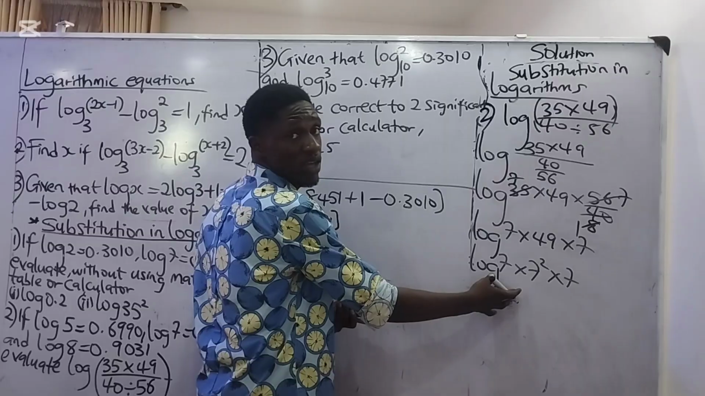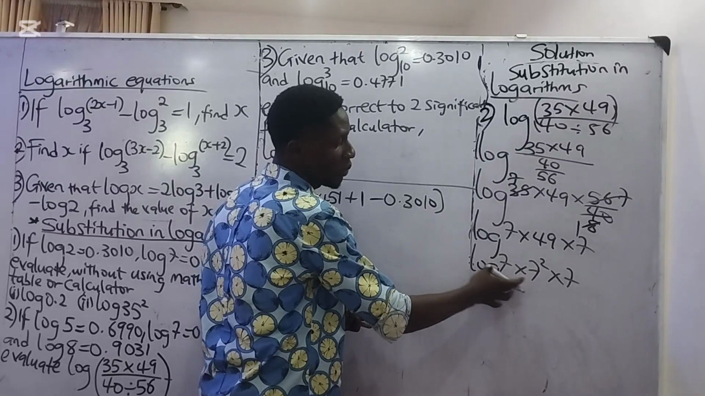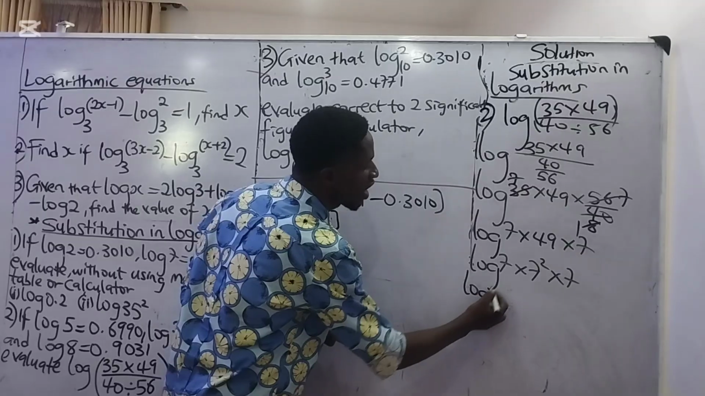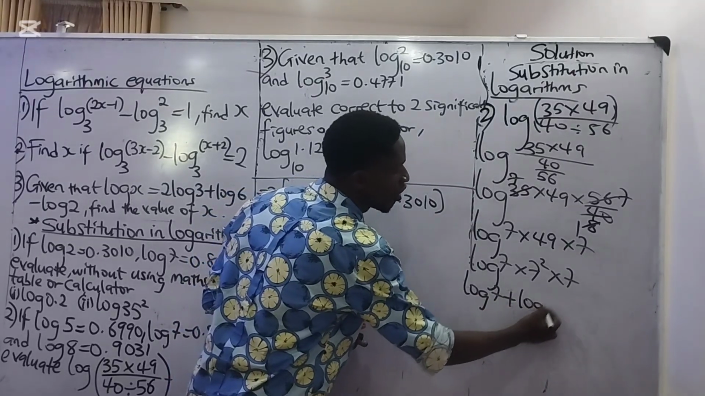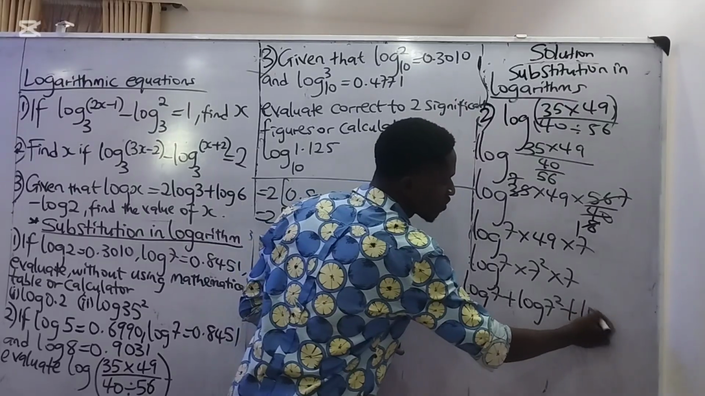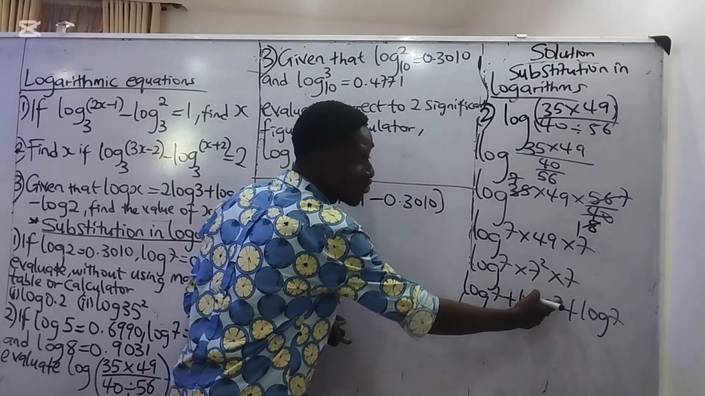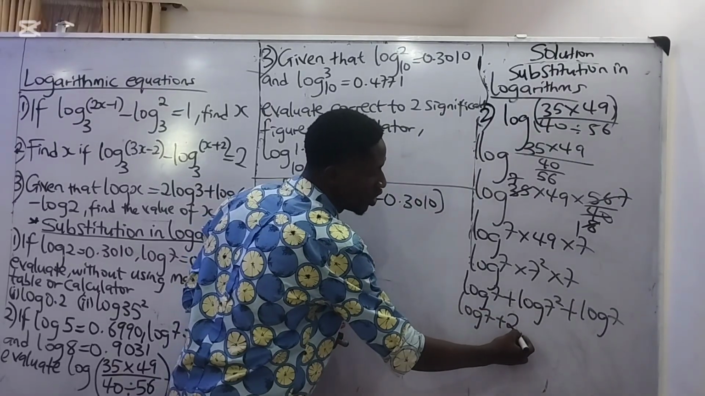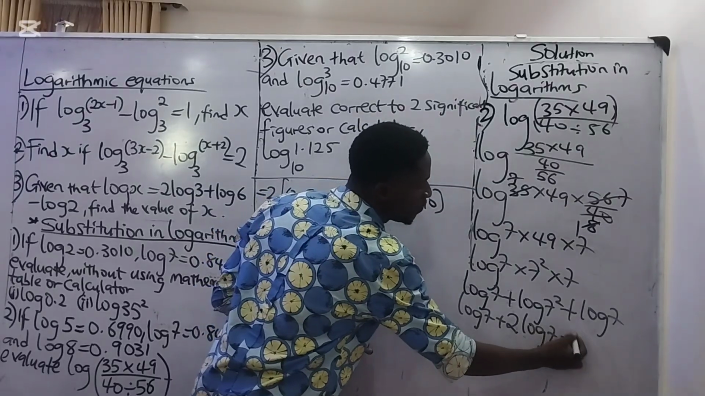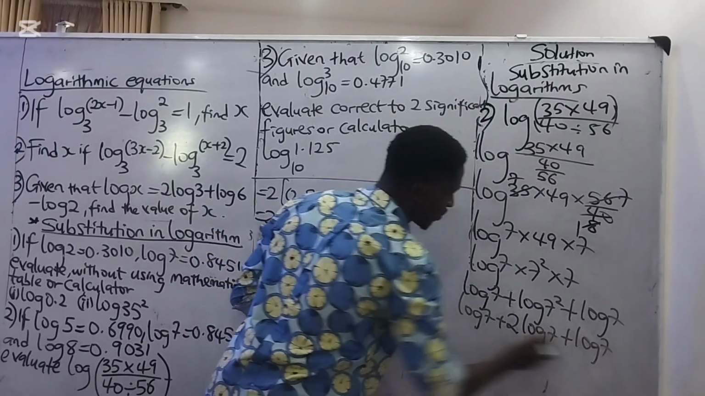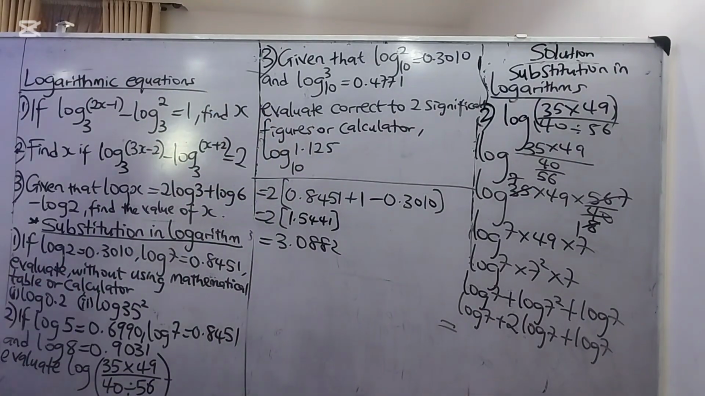What law are we going to use here? That is, when you are multiplying, you are adding. So I have log 7 plus log 7 squared plus log 7. Then I have log 7 plus, there's 2 here. I will bring it in front. 2 log 7 plus log 7. So let's go back to our question.